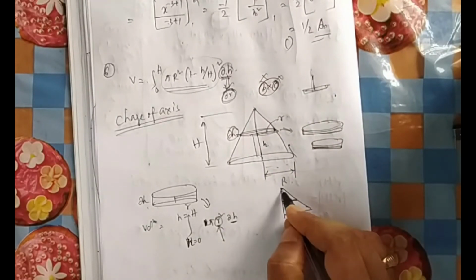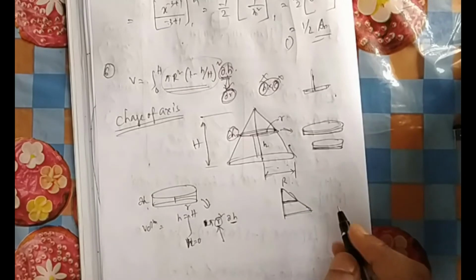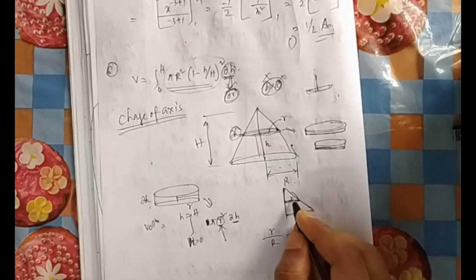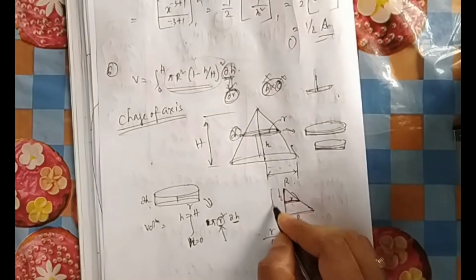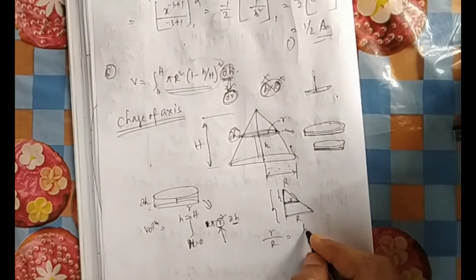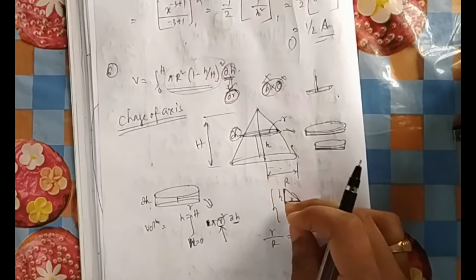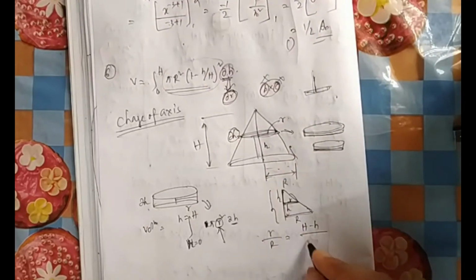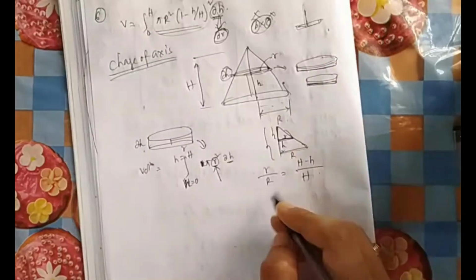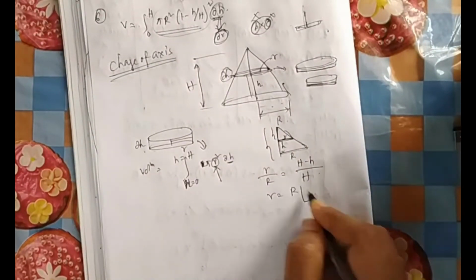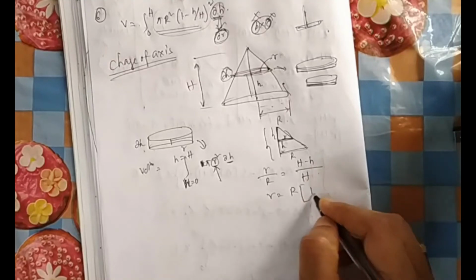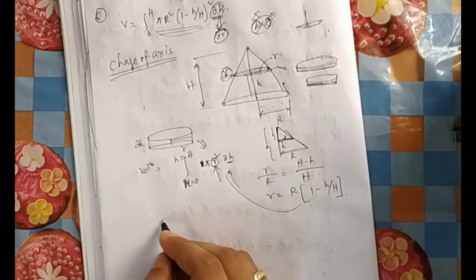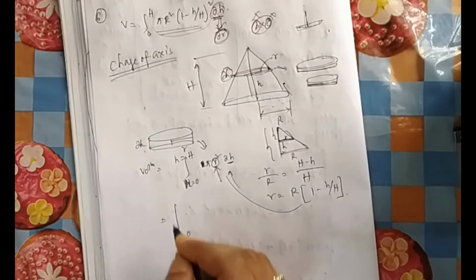This smaller triangle and the bigger triangle are similar. So small r by capital R will be small height by capital height. Small height will be H minus h, because the bigger one is H, the smaller one is small h, divided by full height H. So what is your r? R is equal to this much. H by H is 1. So if you put the value here, you will find what they have given. Now you got it, what is given in the question.